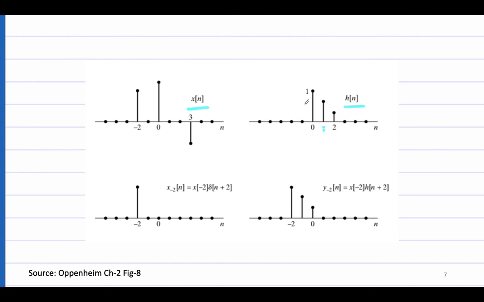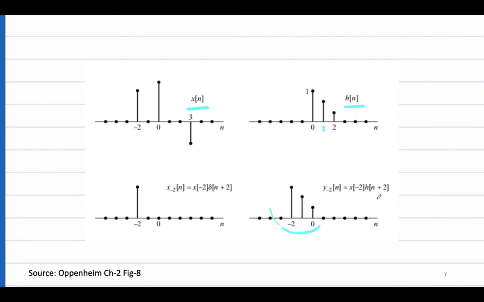Now the question is, if I have x of n, what will be the output? You can imagine that I soaked one seed. If I soak one seed at t equal to 0, then this will be the kind of output I will get. If I do it at t equal to minus 2, just at t equal to minus 2, what will be the output? Same thing shifted to minus 2.